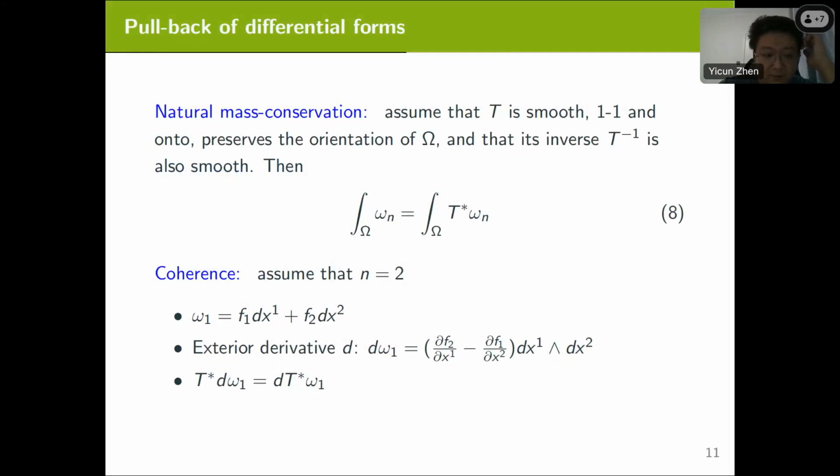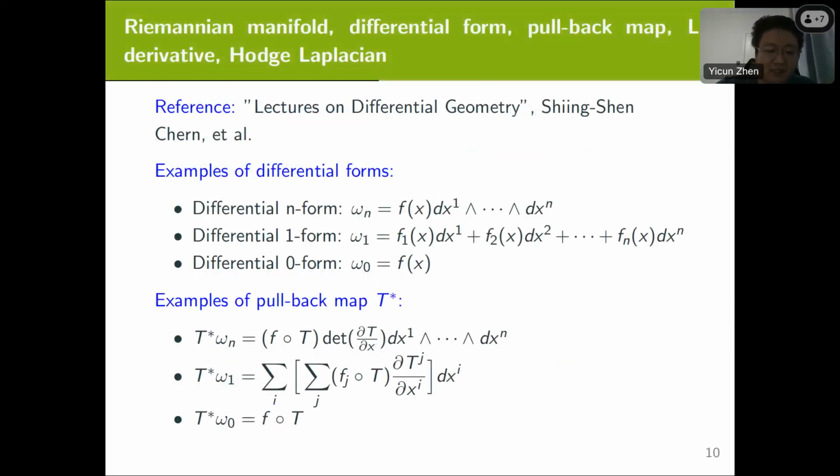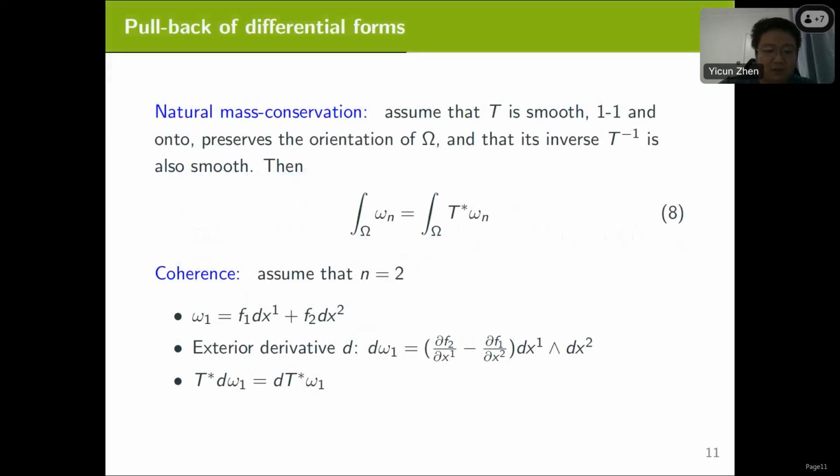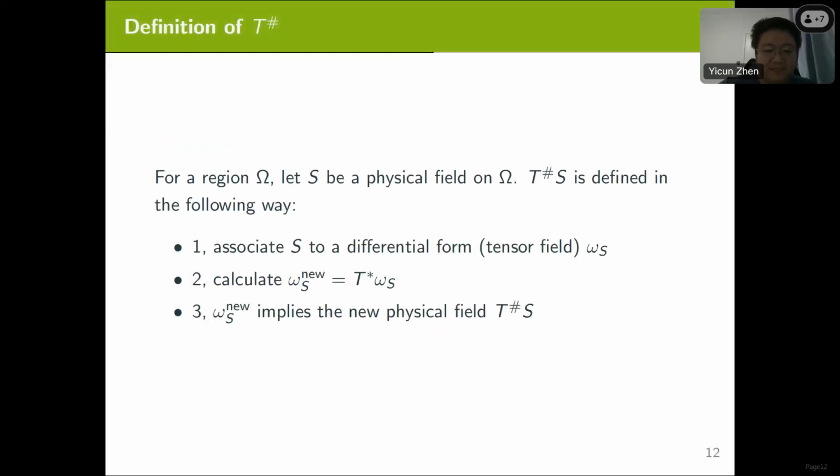I go to the main point. So how do we define the T-sharp? Suppose S is a physical field, and T-sharp S is defined in the following way. We first associate S to a differential form or tensor field omega S, and then we calculate T, the pullback of omega S. The differential form is a mathematical thing in differential geometry, and so is the pullback map. We compute the pullback of this differential form, which gives us a new differential form. This new differential form gives us a new state physical field T sharp S.